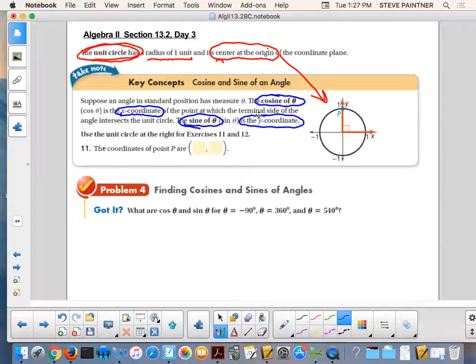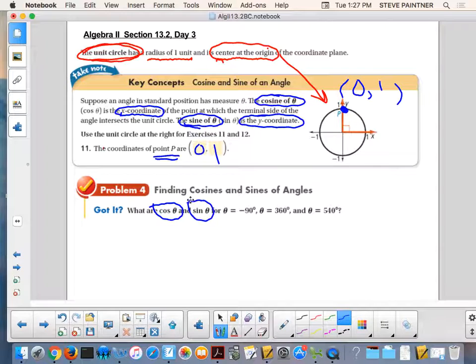Okay, then they say, look over there, guys. Look at the unit circle. The coordinate of point P. What's the coordinate of point P? Well, point P is right there. Who knows the coordinate? 0, 1. Okay, so just put 0, 1 there. You know the coordinates of that one. I could do all 4 of them, and you could probably tell me. But here's what we're doing. I want you to tell me what cosine of theta is, what sine of theta is, when theta is what?